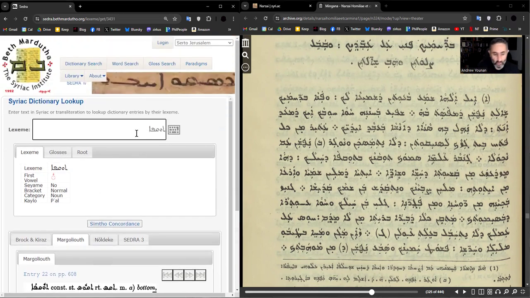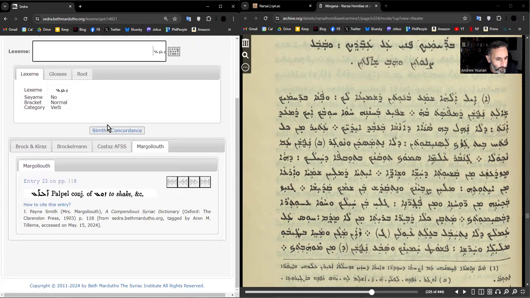Let's look up za'za. Here it is. Za'za, the pelpel conjugation of zu' to shake. So we could actually look up zu' if we wanted more, but shake is probably good enough. So for lo, mizda'za. It is shaken. We can just make this passive.